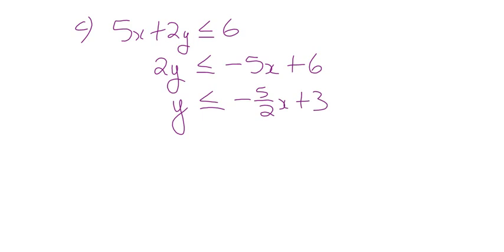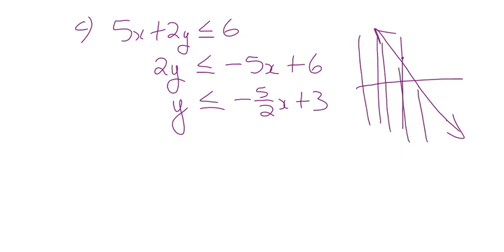When I graph it, solid line or dashed line? Solid. Solid line because it is included in the solution set, right? So we got three, we got negative 5/2. And we shade which way?